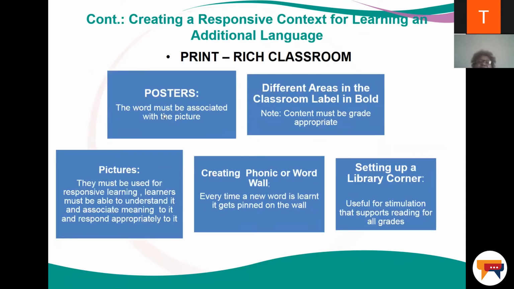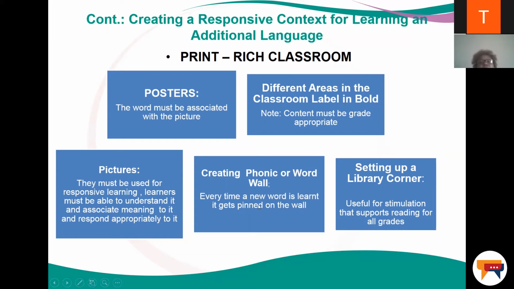It will have posters. The word must be associated with a picture. Different areas in the classroom are labeled in bold. Note, content must be grade appropriate. It will have pictures. They must be used for responsive learning. Learners must be able to understand them, associate meaning to them, and respond appropriately.